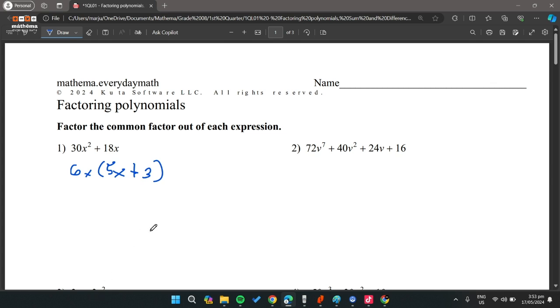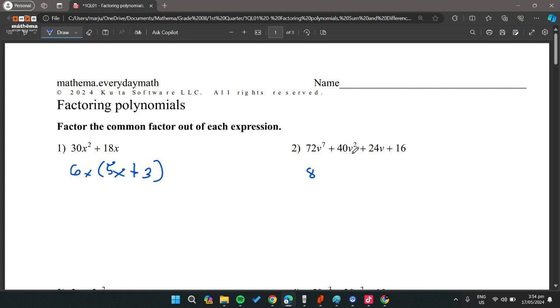Alright? So let's have number 2. Again, look at the numbers first. We have 72, 40, 24, and 16. What is the greatest common factor of these numbers? We have 8, right? Everything is divisible by 8. So we will write 8. And again, proceed with the variables.